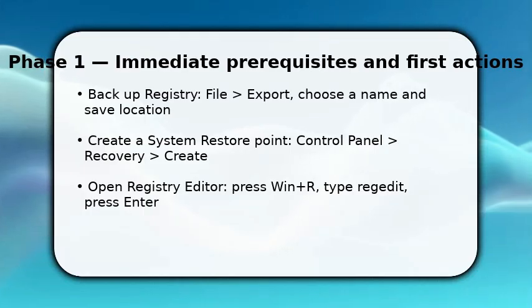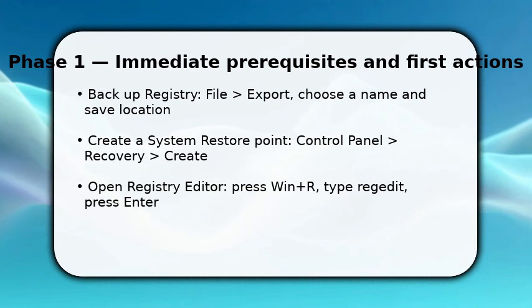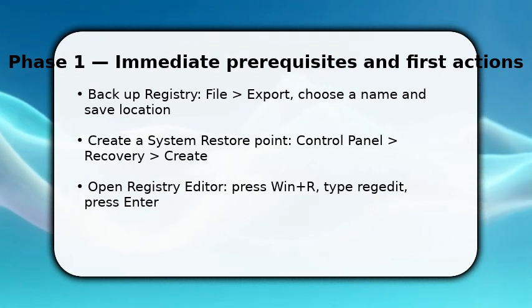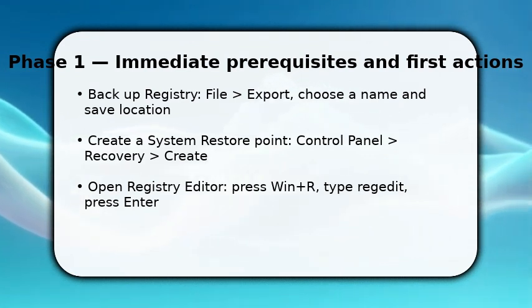You start by protecting the system, make a restore point, and export the registry, because removing core UI elements can break navigation. Once done, open Registry Editor via Win+R and type regedit. Make sure you run it as administrator so changes apply.